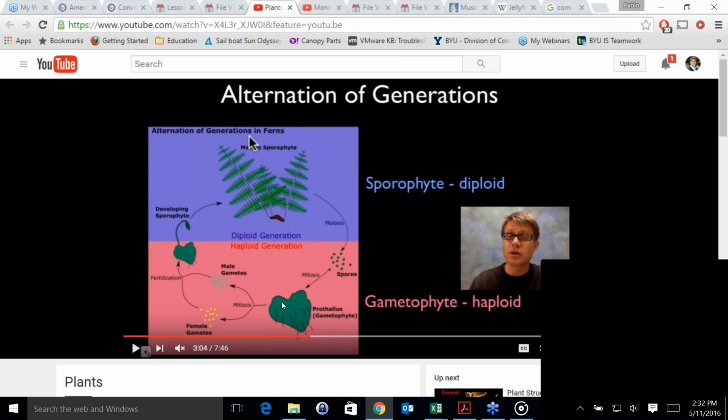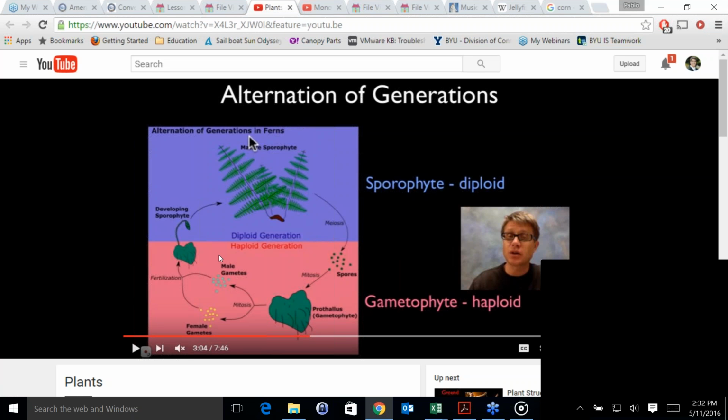This gametophyte produces through mitosis the female gametes and the male gametes that are both haploid, and then the male gametes fertilize the female ones, and they produce the diploid plant again through the process of fertilization. So plants go through this cycle where part of the plant life is diploid and then part of the plant life is haploid.